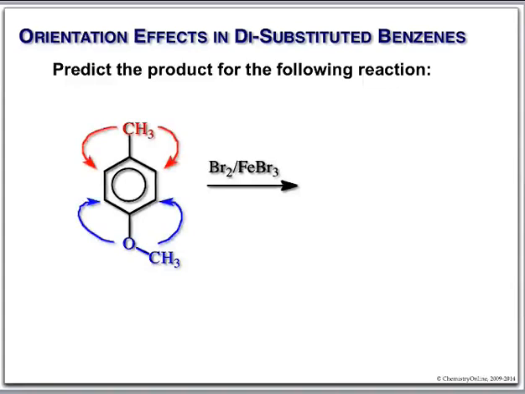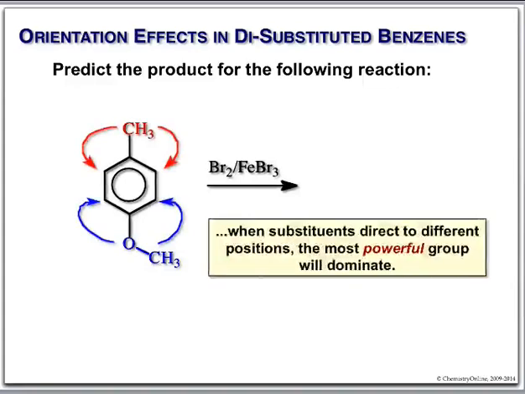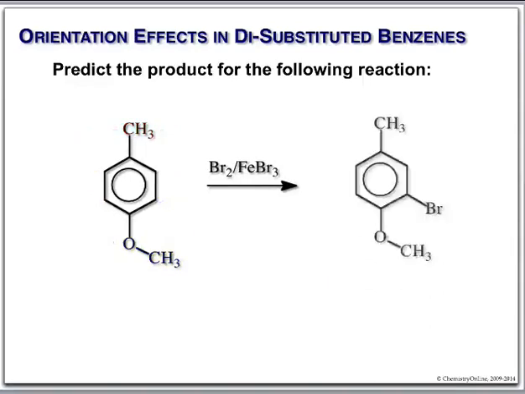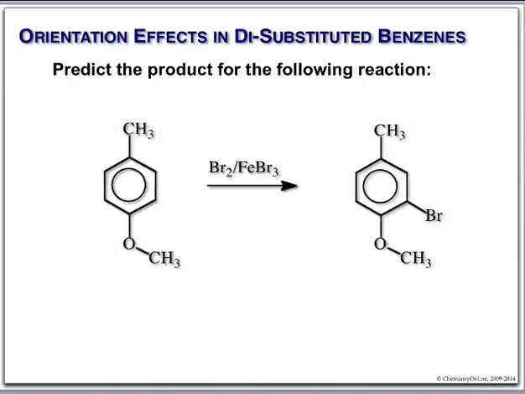The rule here is so delightfully intuitive. If you go back and look at your chart, who's on top? Who is more activating? The methoxy group. It's above methyl, isn't it? The most powerful group dominates. Therefore, when we do this substitution, it goes ortho to the methoxy group. That's the predominant product. So fortunately, this makes absolute common sense.